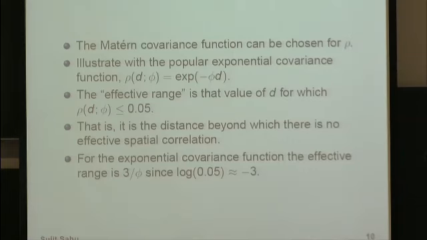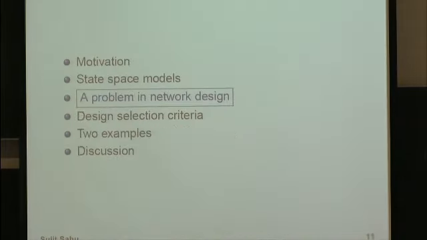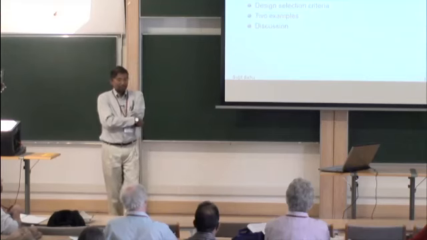For the exponential covariance function, in our case it is simply 3 over phi, because if you equate that to 0.05, and log 0.05 is approximately minus 3, that will be 3 over phi. That is how we will characterize spatial correlation: the effective range in which the correlation dies down. So this is how our model parameterization would go.